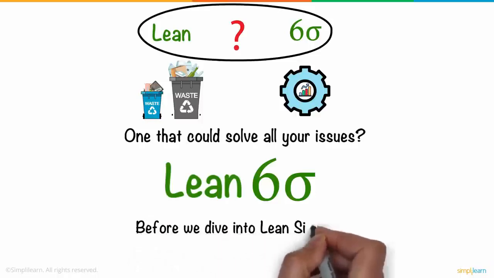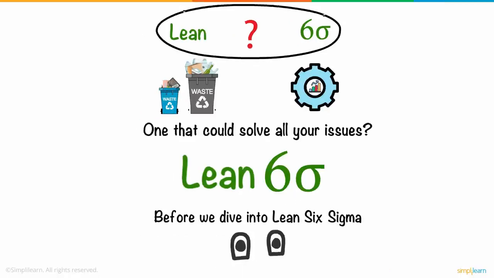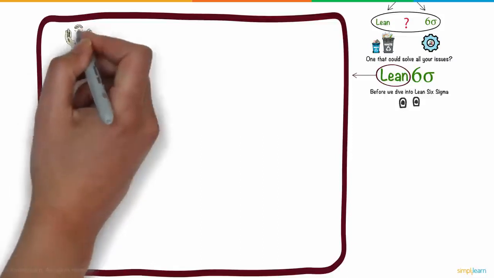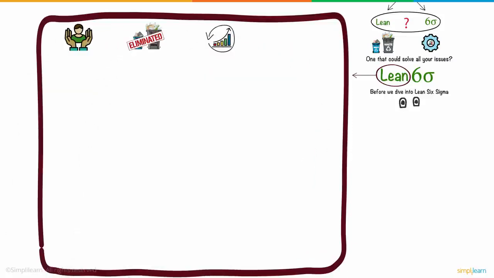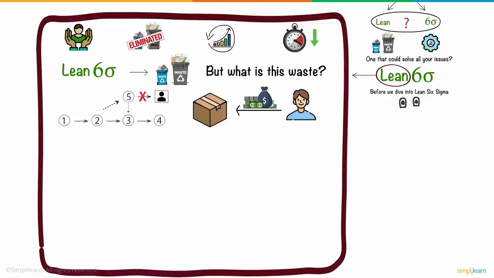Before we dive into Lean Six Sigma, let's take a closer look at its parent methodologies. First off, Lean is a methodology that focuses on providing value to the customer, eliminating waste, continuous improvement, reducing cycle time. Lean and Six Sigma both aim to handle waste. But what is this waste? Waste is any step or action in the process that a user does not gain any value from. In short, things that users wouldn't want to pay for.